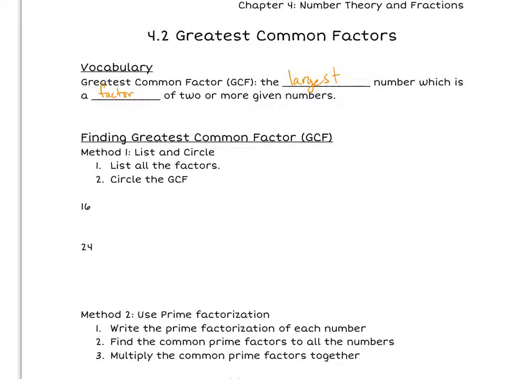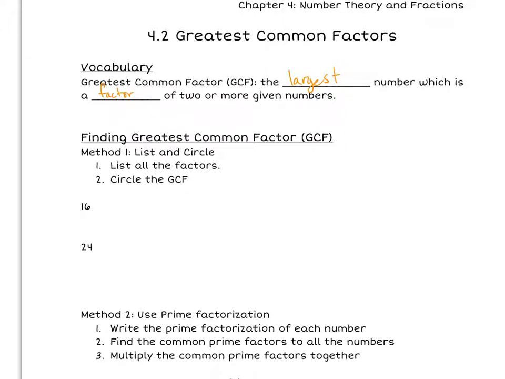So there's two ways to find these. The first way works really good with smaller numbers. The second way works really good with small numbers and big numbers. So you can use either way though. So listing factors, this is what we did yesterday. So first, list and circle is my first method. So you're going to list all the factors.